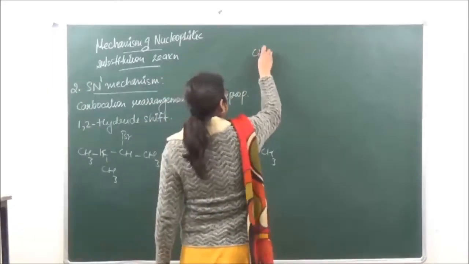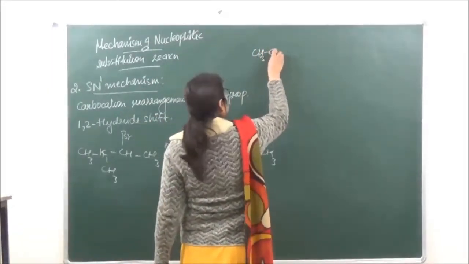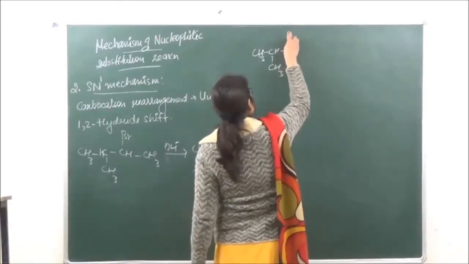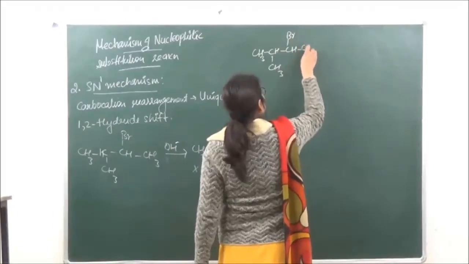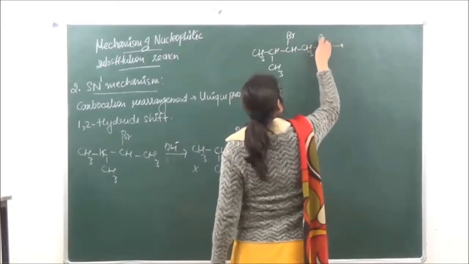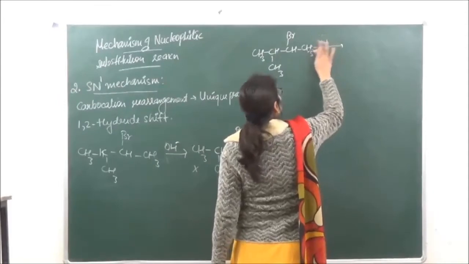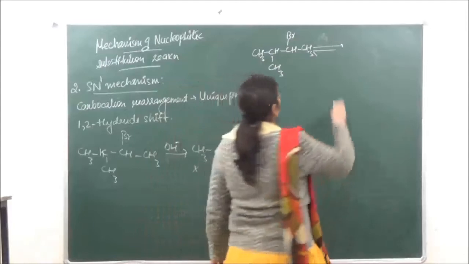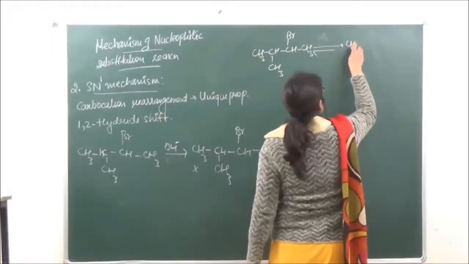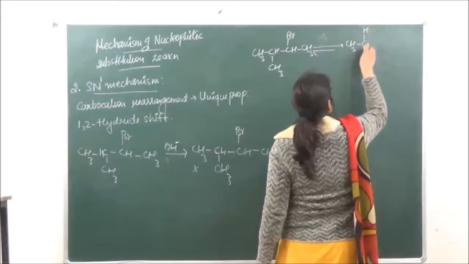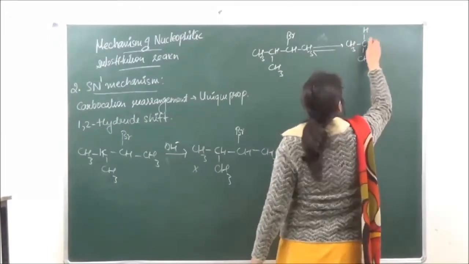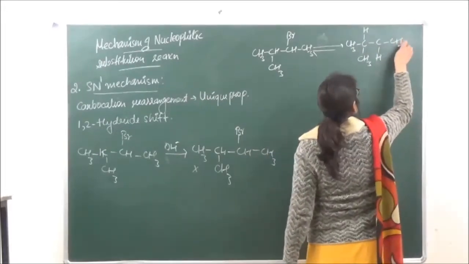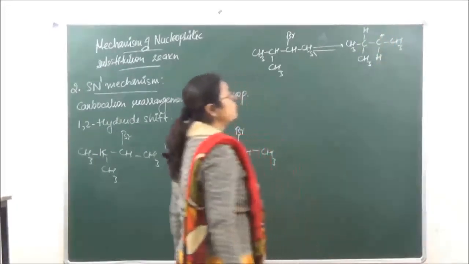We have this compound over here, CH3, CH, Br, CH3 in presence of OH negative. Let's do the first step of the reaction over here. The first step of the reaction is the formation of a carbocation. So we have CH3, CH, CH3, CH and CH3. This is where the carbocation is going to be formed.